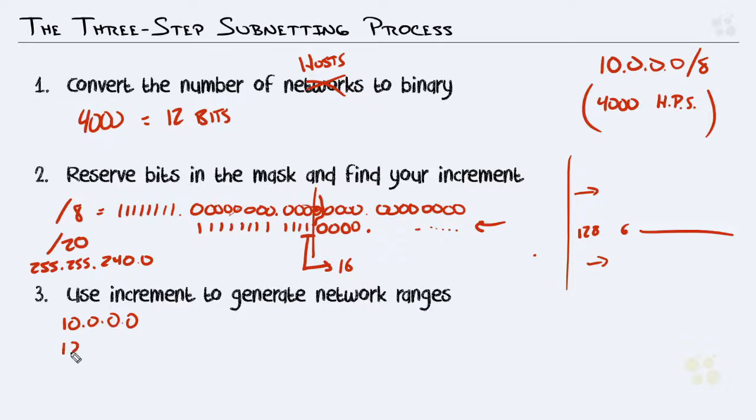And now we use that increment to generate really big network ranges. 10.0.0.0, 10.0.16.0, 10.0.32.0, 10.0.48.0, and down and down and down we go. The first range goes through 10.0.15.255, the next through 10.0.31.255, and down and down and down we go. Yeah? Isn't this cool? That's it.